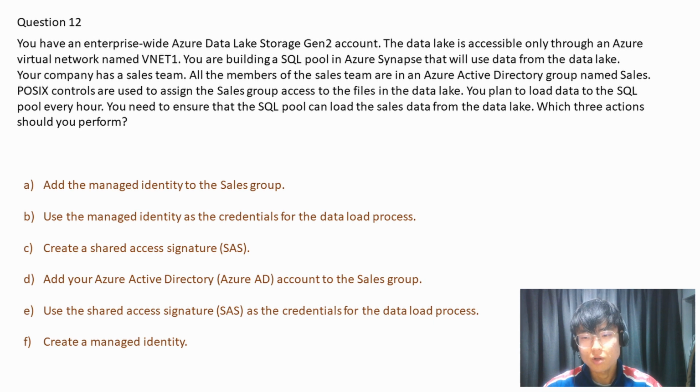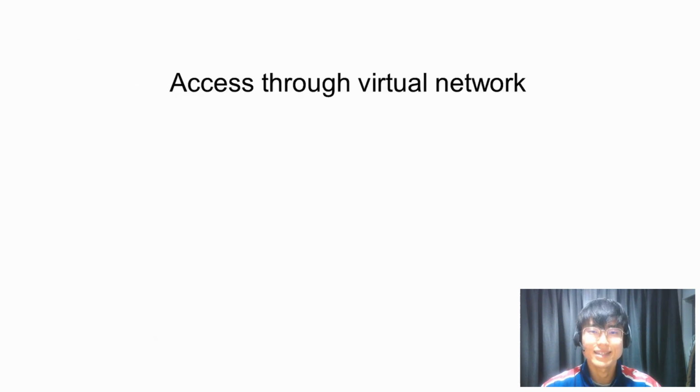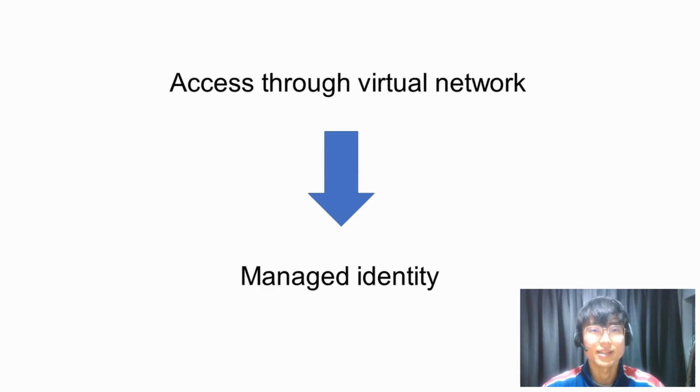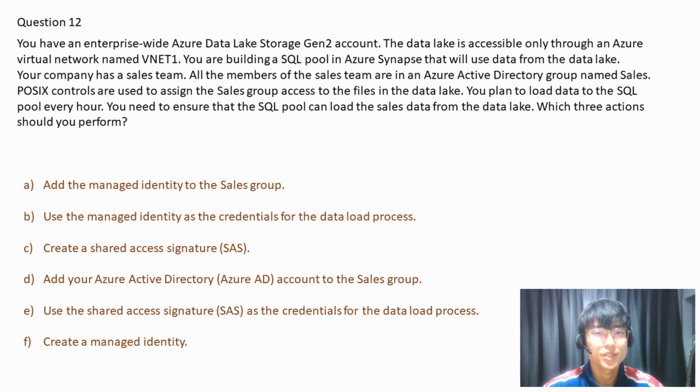You plan to load the data to the SQL pool every hour. You need to ensure that the SQL pool can load the sales data from the data lake. Which 3 actions should you perform? Every time we talk about accessing data in a data lake through a virtual network, we immediately think of managed identity. We're supposed to choose 3 options out of all the options here. Just glancing through it, there are only 3 options that have the managed identity in them.